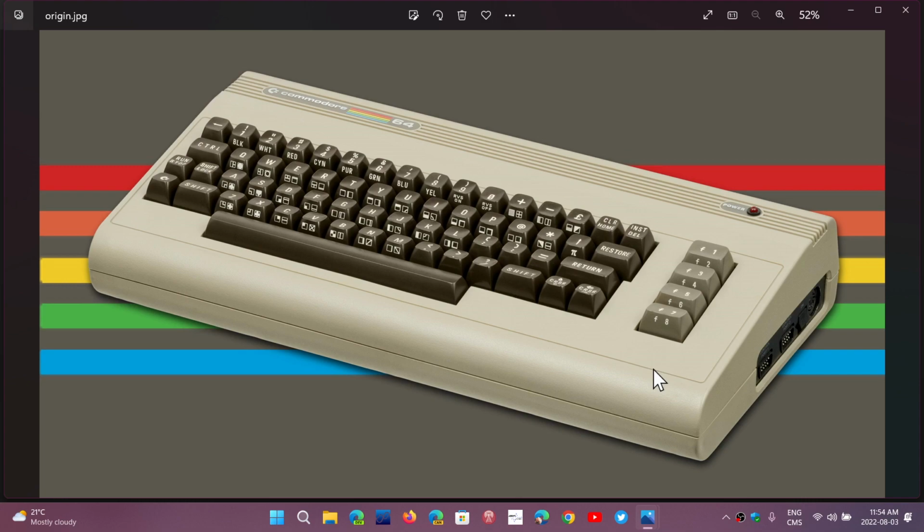So 40th anniversary, pretty crazy. It was introduced in August of 1982. Actually, it was introduced at the Consumer Electronics Show of January 82, but came into production and was available to purchase for $595. Lots of money for 1982, but still very cheap compared to a lot of PCs that were out there.